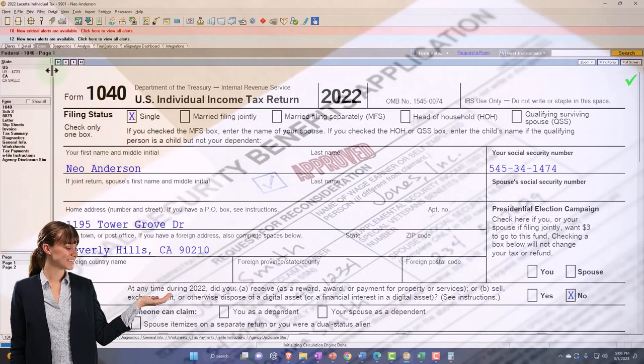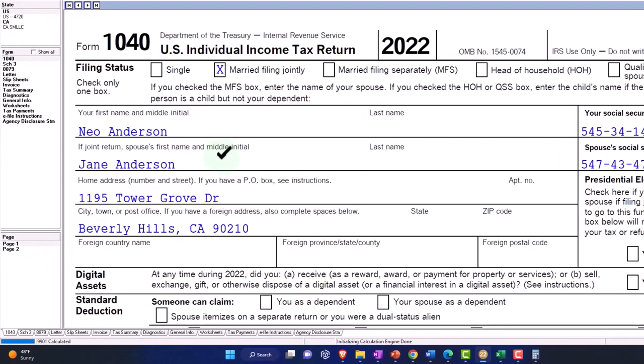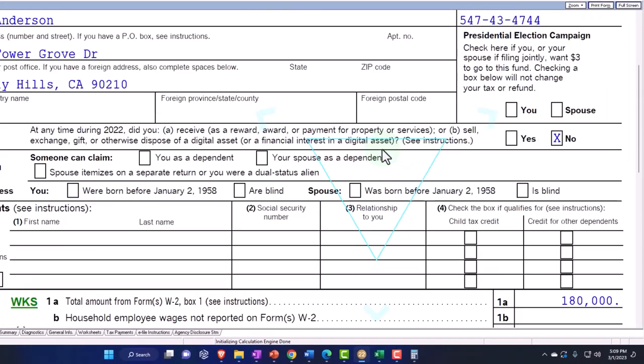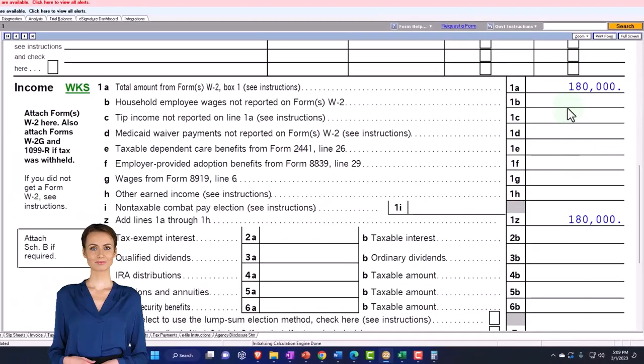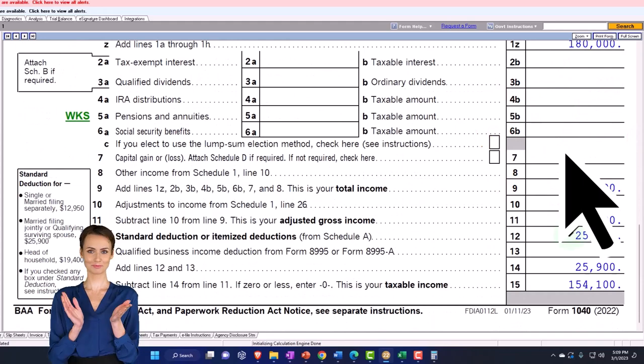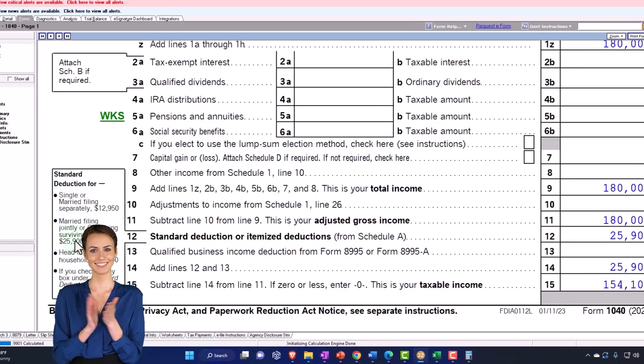So let's see an example. Let's put them in a married couple. Okay, so now I have married filing joint. So you got Mr. Anderson and Jane Anderson. Why do I have a checkbox up here? And then I'm gonna go down. And so now I've got that same 180,000, the same scenario with those two W-2s. But now the standard deduction is 25,900, so instead of the 12,950.